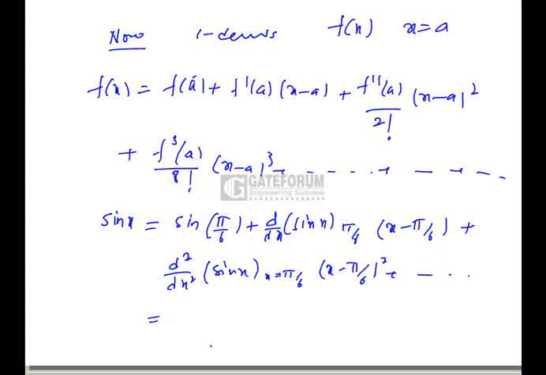If we simplify this expression, we'll get 1 by 2 plus root 3 by 2 into (x minus pi by 6), minus 1 by 4 into (x minus pi by 6) whole square, plus so on, which is nothing but option 1.